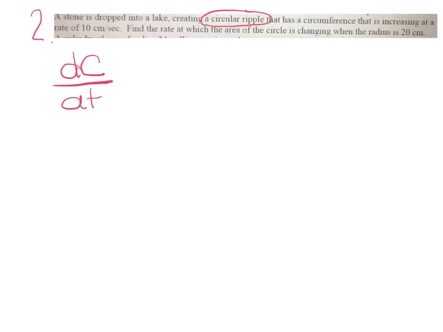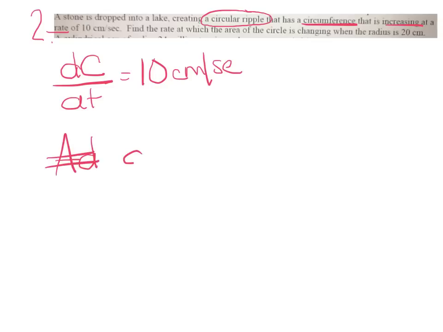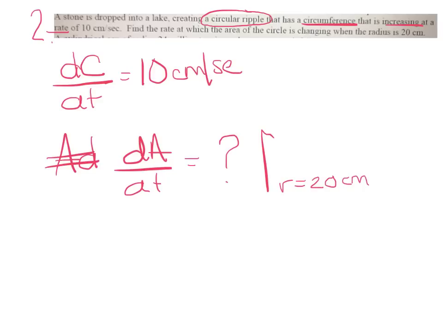How do I know that? It says circumference. It gives me the word rate, increasing, so it's a positive 10 centimeters per second. Find the rate at which the area is changing. So they're asking about the derivative of area, specifically when the radius equals 20 centimeters. Okay, so you'll notice I'm given two different rates, two different derivatives. I have dC/dt, and I want to know about dA/dt.